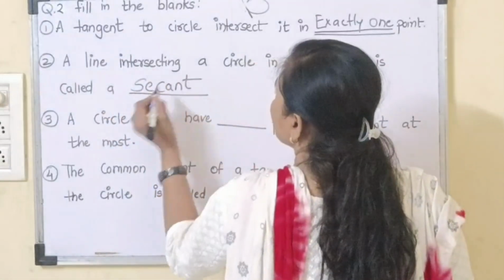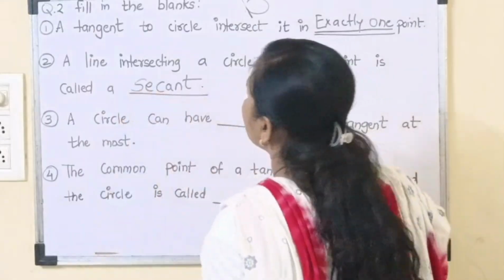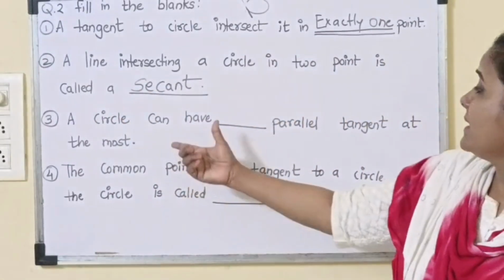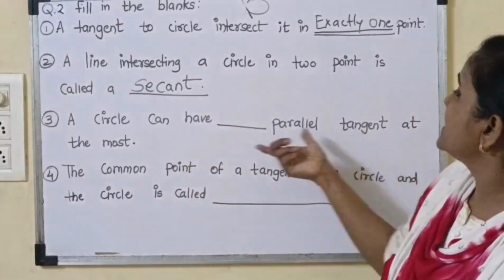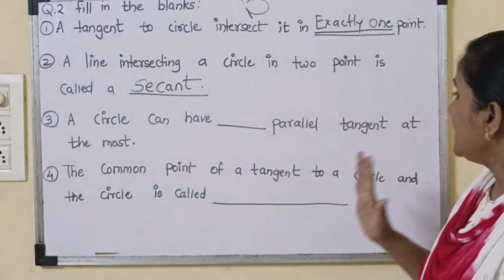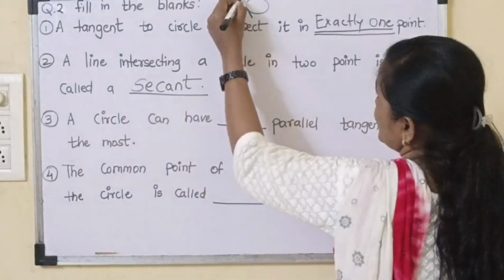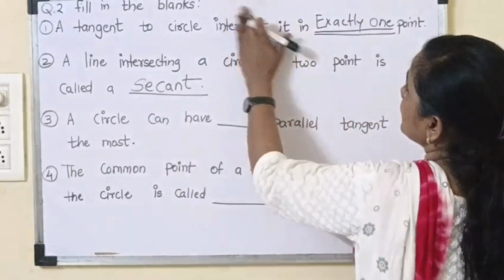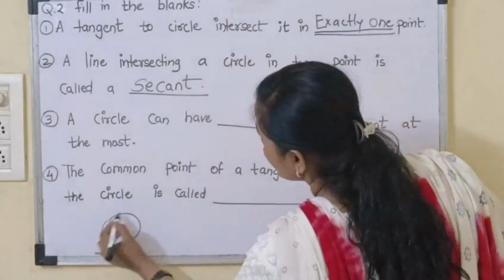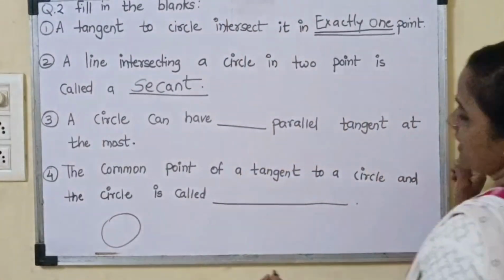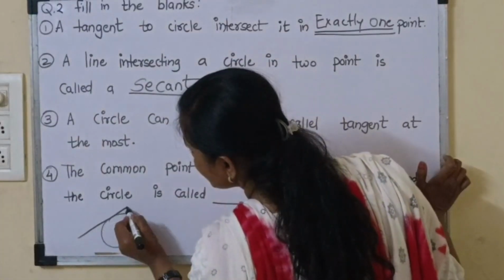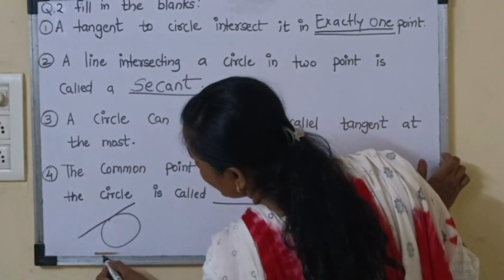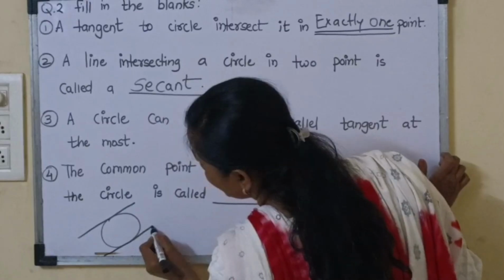Secant or secant, the pronunciation will depend on you. A circle can have dash parallel tangents at the most. If I draw a tangent to the circle, this is the circle. Now here I draw one circle and a parallel tangent. If this line is like this, another parallel line will be drawn like this.